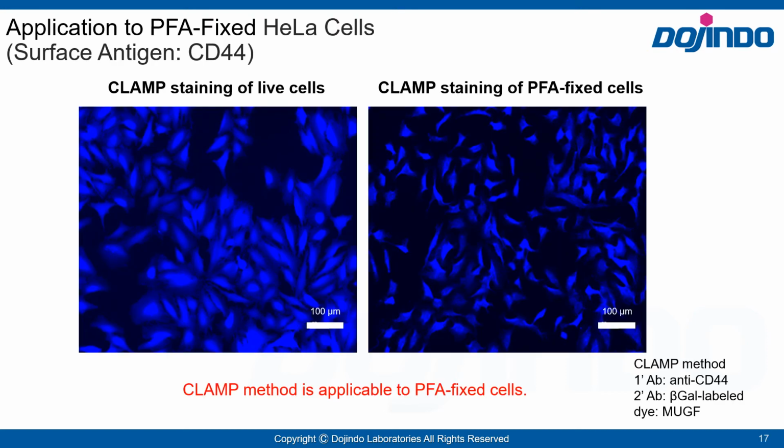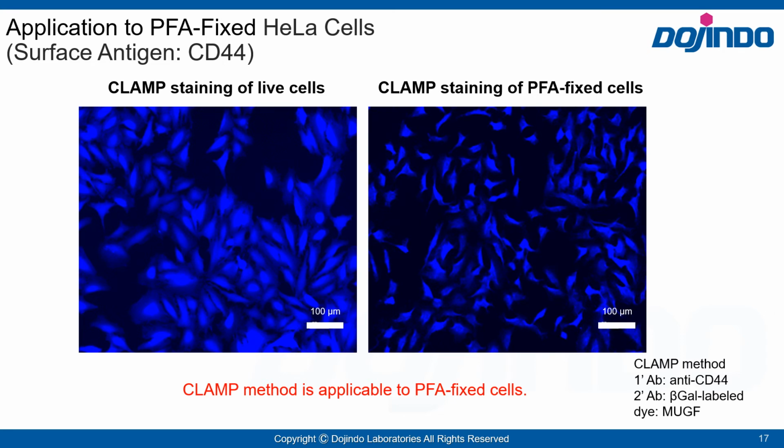Next, we will present the results of clamp staining upon PFA fixed cells and frozen tissue sections. Previously, we performed an experiment by staining live cells that express the CD44 cell surface antigen. Here, we repeat that staining process, except our CD44 expressing HeLa cell samples are either live or PFA fixed.